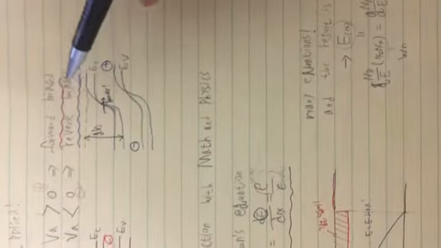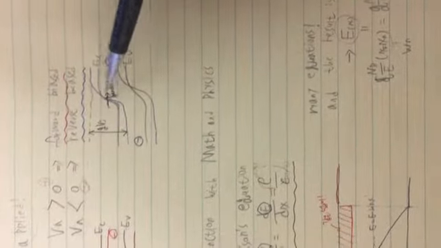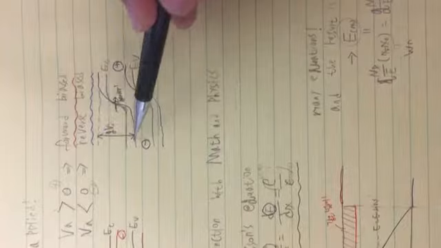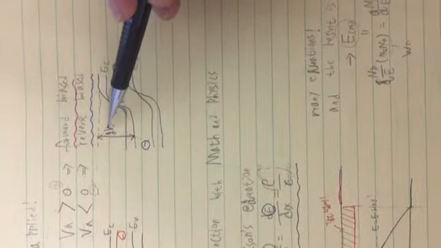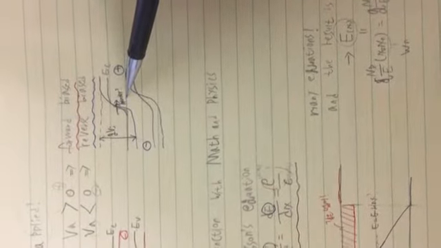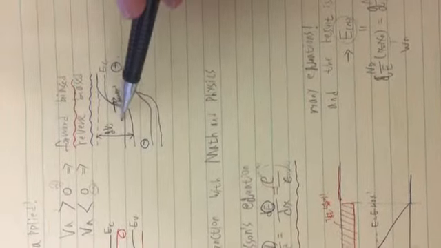And if there is reverse bias, the band gap will be larger. The junction barrier will be higher, so it is harder than before for the electrons to go through this.